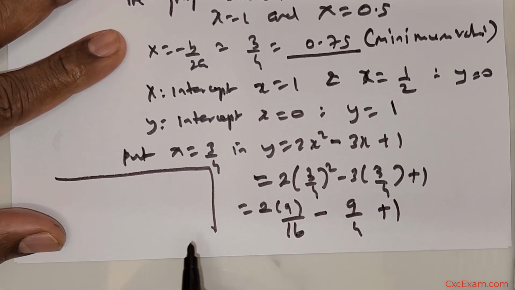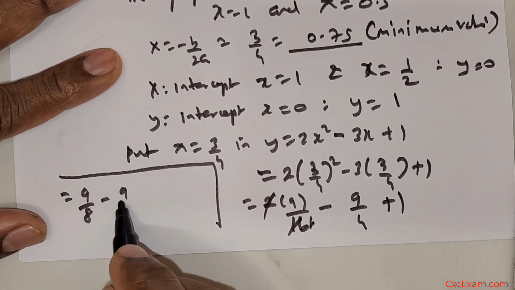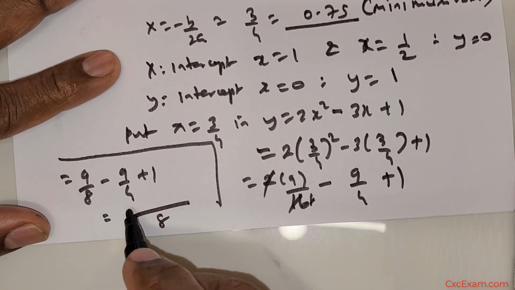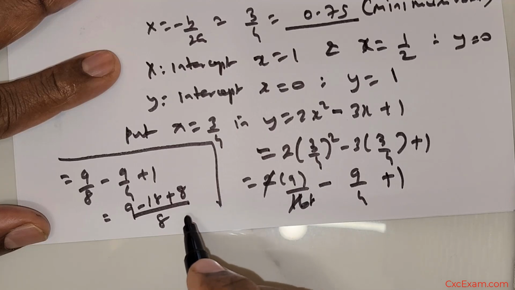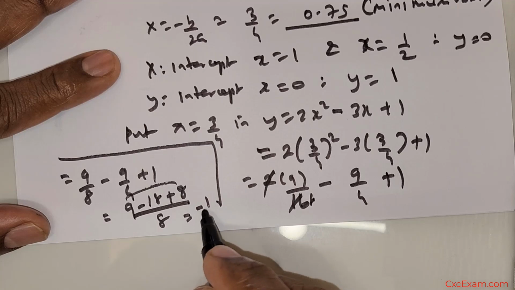So I'm going to use this space. 2 divides here 8 times. So you have 9 over 8 negative 9 over 4 positive 1. So I take 8 as LCM. I get 9 negative 9 2 is 18 positive 8. So 9 and 8 is 17 negative 18. That's going to be negative 1 over 8.